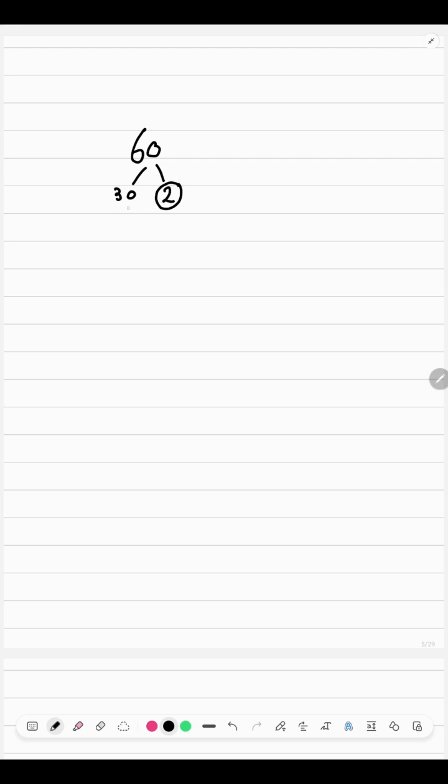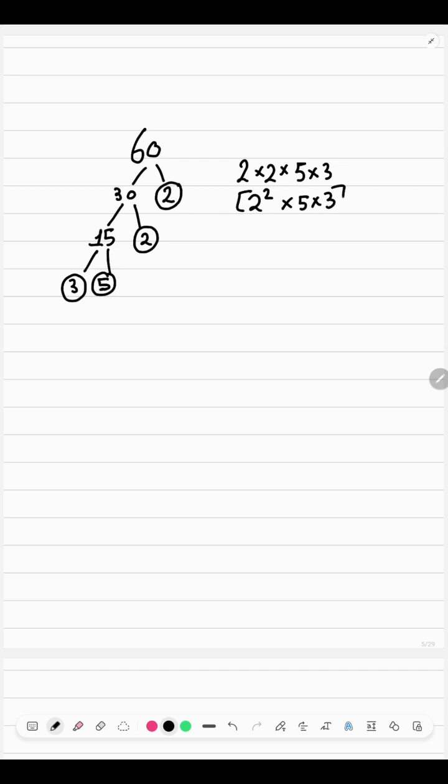So we can then split this 30 into 2 and 15. And we'll circle the 2 again. And 15 we can split into 3 and 5. And just like that, we've reached the end because we've found all the prime numbers that go into 60. We can then write this out as 2 times 2 times 5 times 3, or 2 squared times 5 times 3.